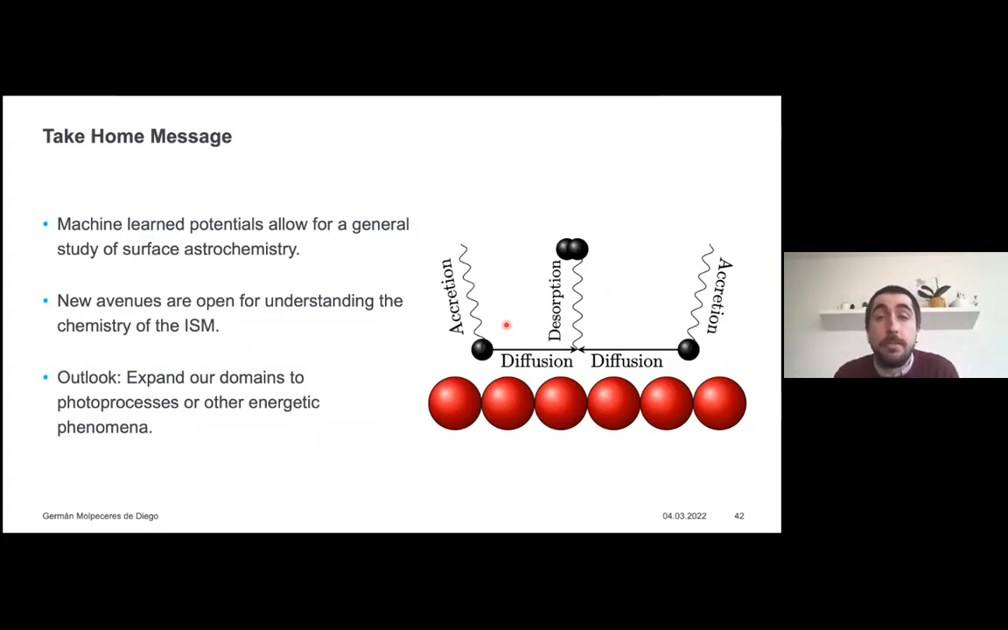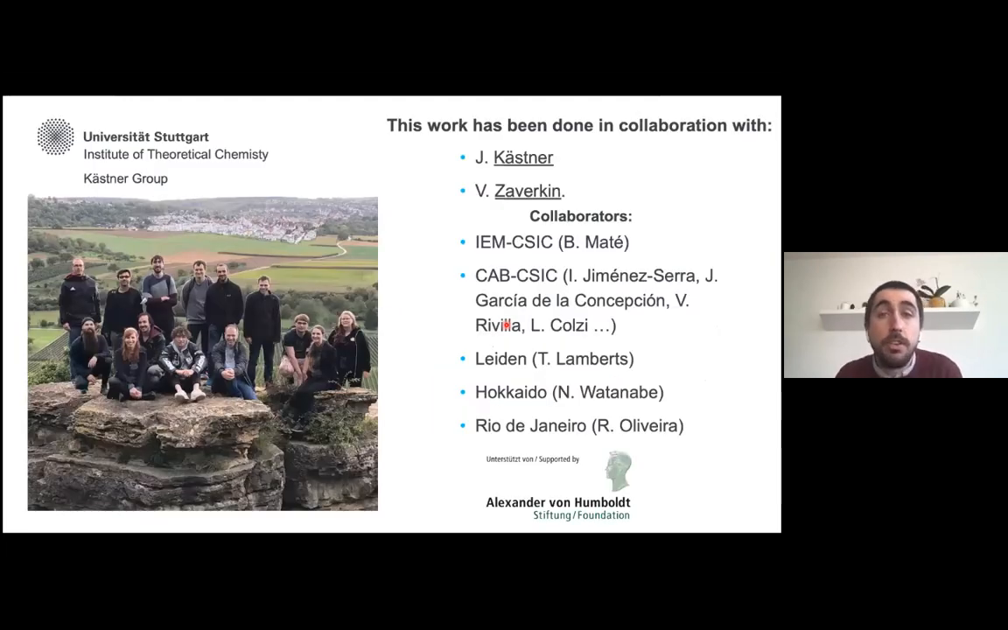Of course, there are ways to improve these kinds of techniques, and among these ways, I'm aiming particularly to expand our domains to photoprocesses or other energetic phenomena, such as the one that I studied in the Center for Astrobiology. With this, I conclude, thanking, of course, my collaborators around the world and the people that have helped me during this project. Thank you very much.